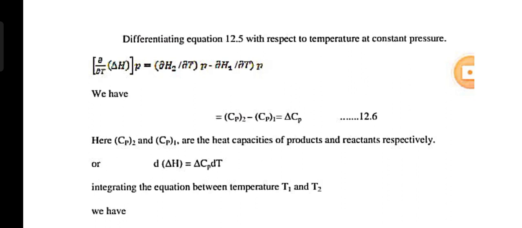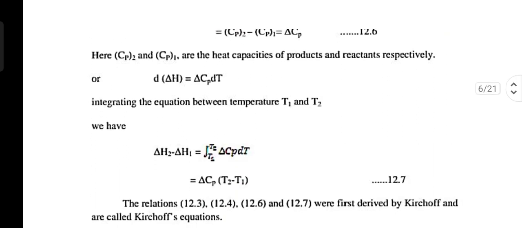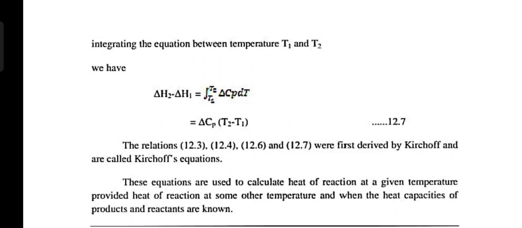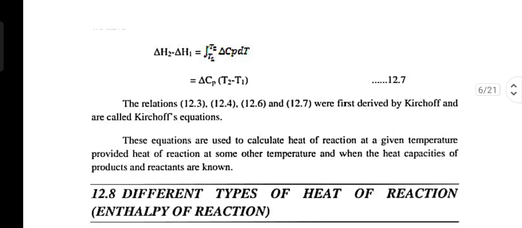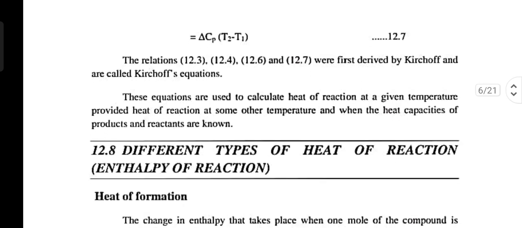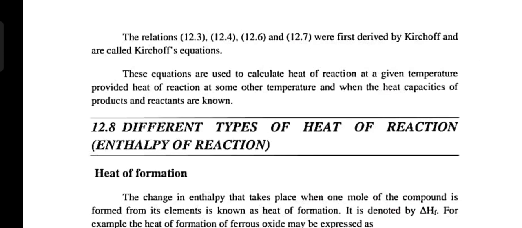D del H is equal to del Cp dT. Integrating the equation between temperature T1 and T2, we have del H2 minus del H1 is equal to integration T1 to T2 del Cp dT, which is equal to del Cp times T2 minus T1. The relations 12.3, 12.4, 12.6, 12.7 were first derived by Kirchhoff and are called Kirchhoff equation. These equations are used to calculate heat of a reaction at a given temperature, provided heat of a reaction at some other temperature, and the heat capacity of product and reactant are known. Different type of heat of a reaction, enthalpy of a reaction.